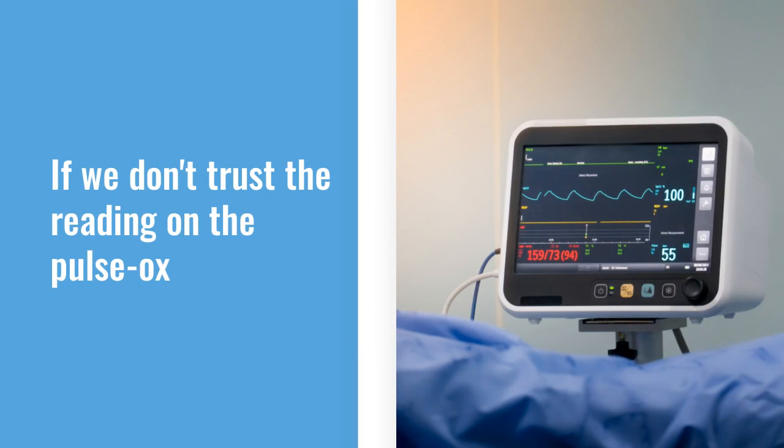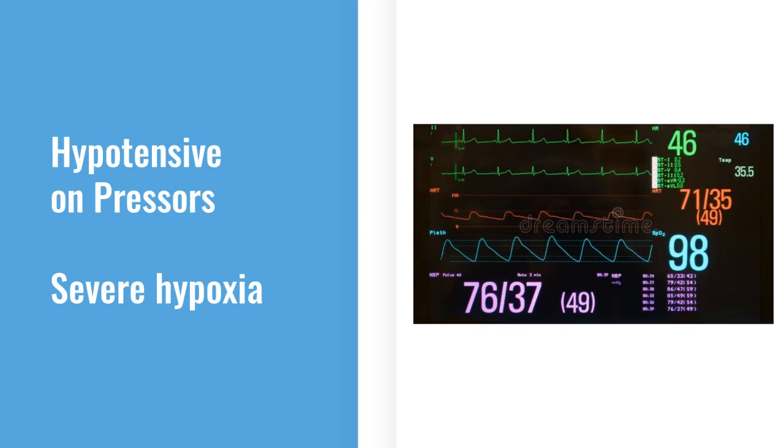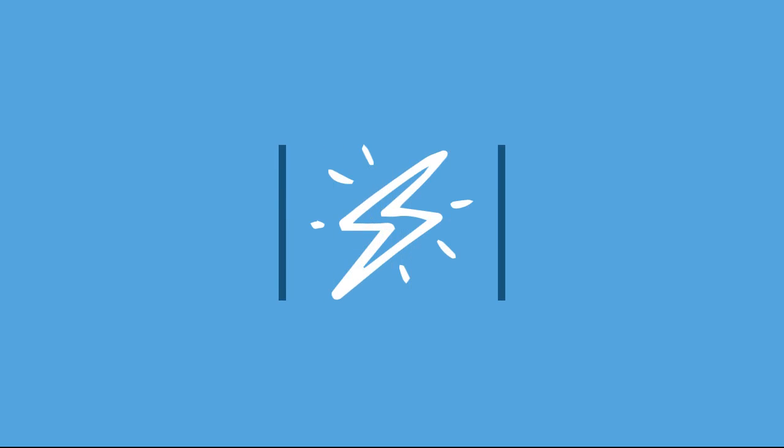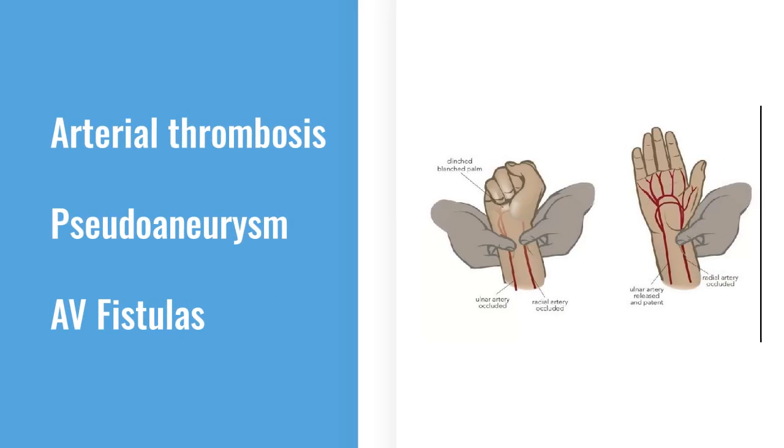One exception where we might want the ABG instead of the VBG is if we don't trust the pulse oximeter. There are a few reasons for this, but perhaps this is a patient where we suspect methemoglobinemia. Also, the VBG is less accurate in patients who are hypotensive on pressors and patients who are suffering from severe hypoxia.